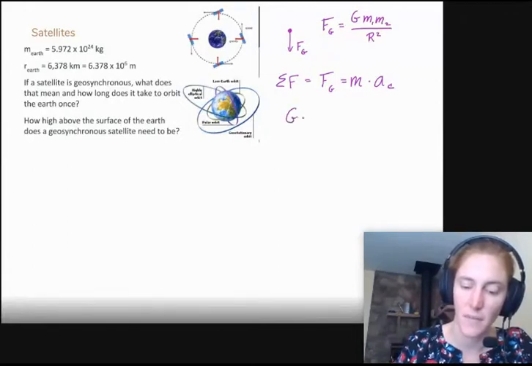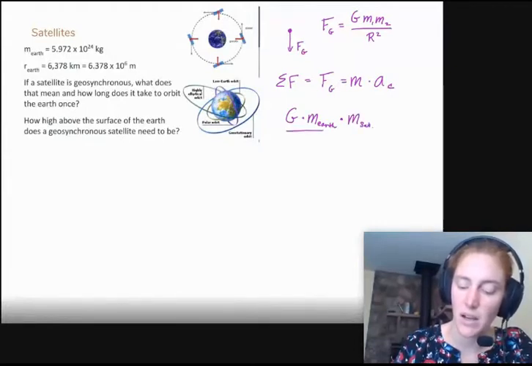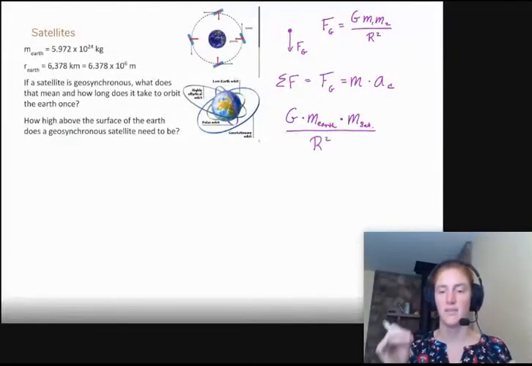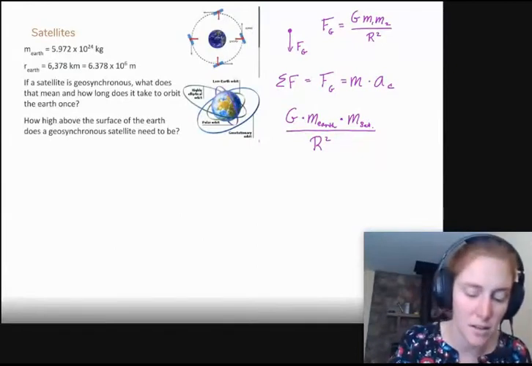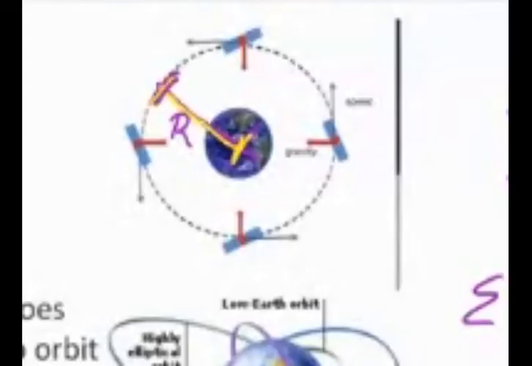We'll leave that there. Mass 1 is going to be the mass of the Earth. Mass 2 is the mass of our satellite divided by r squared. And that's going to be the distance from the center of the Earth to the center of our satellite. So that is going to be this distance here. Okay, so this distance is r. So the r goes from the center of the Earth to the center of the satellite.